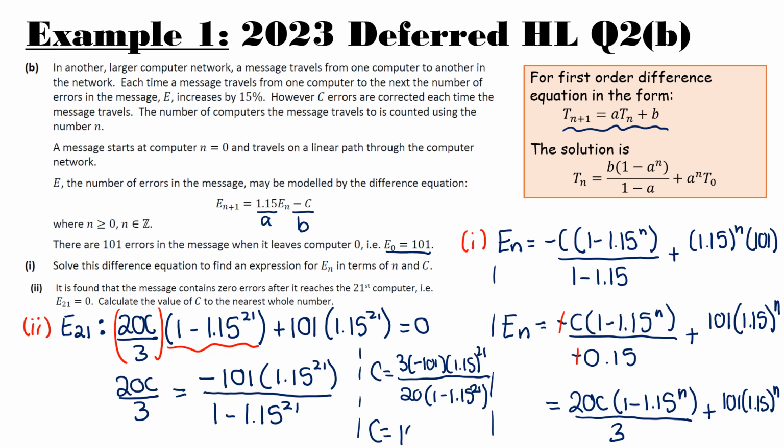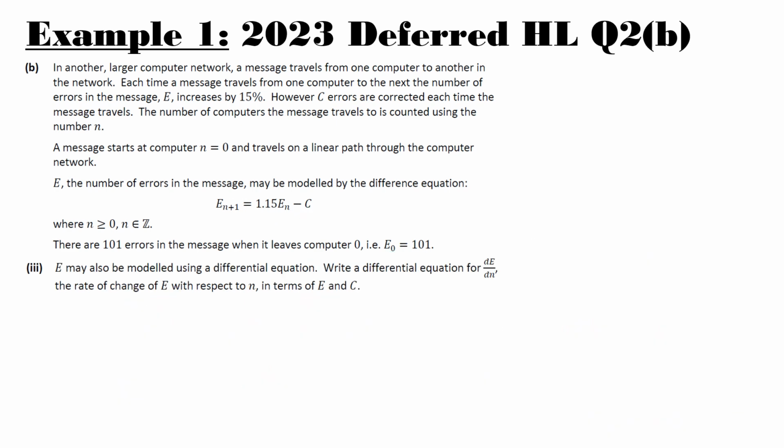We go put that into the calculator. We get 16.00009593, which to the nearest whole number is going to be 16. Now, the third part of this question then tells us that E can also be modelled using a differential equation. So write a differential equation, dE dN, the rate of change of E with respect to N in terms of E and C.